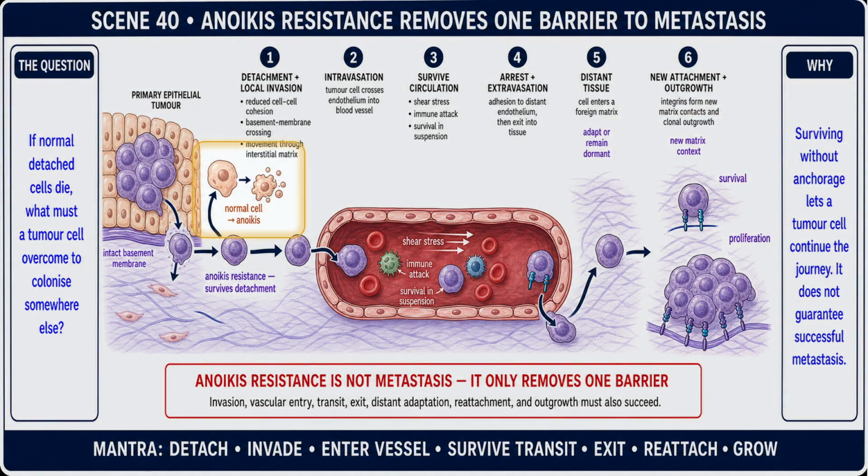Compare the side branch. A normal detached epithelial cell undergoes anoikis and stops. The resistant tumor cell passes that checkpoint. But invasion, vascular entry, transit, exit, distant adaptation, reattachment, and proliferation must still succeed. Anoikis resistance is therefore not metastasis. It removes one barrier from a long, inefficient, multi-step cascade.